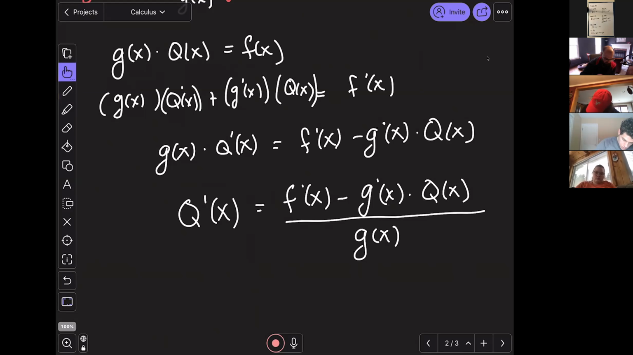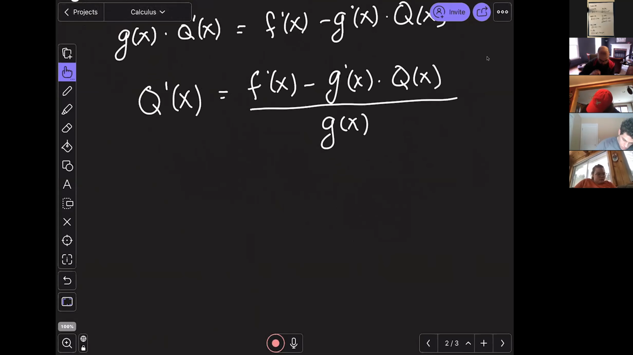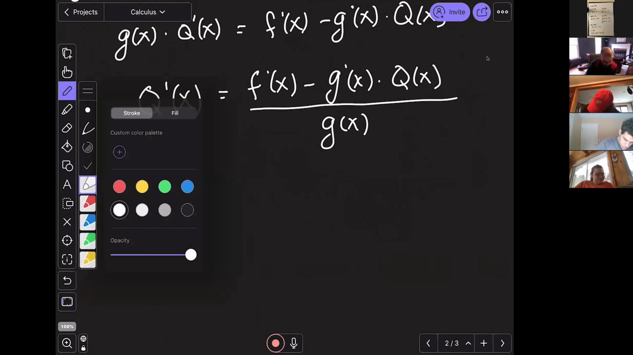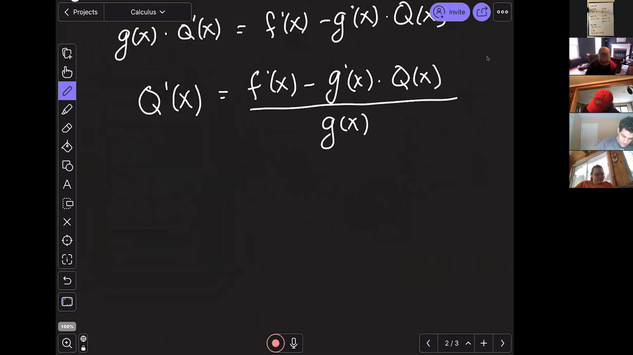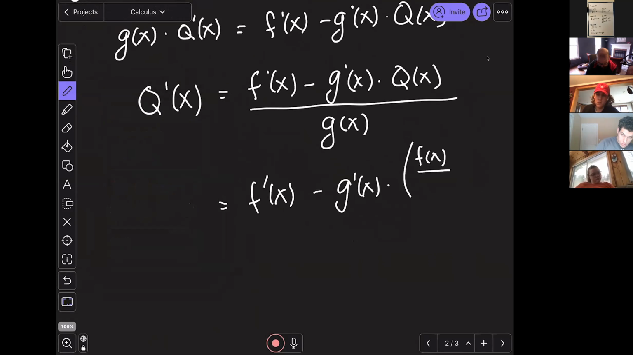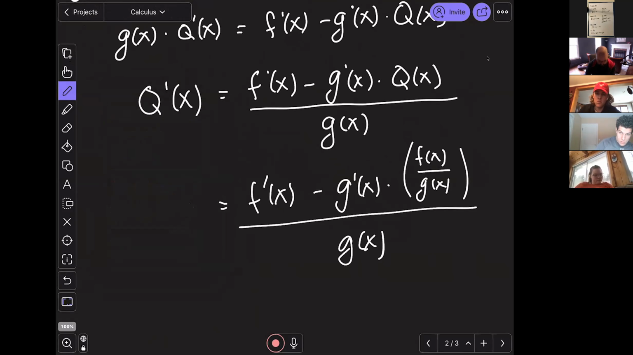And to take this one step further, we're going to keep going here. And I know from the beginning that q of x has this form f of x over g of x. So what I'm left with is f prime of x minus g prime of x times a quotient all over g of x. Okay, so when we're thinking about a quotient rule, we have this sort of crazy formula that appears on the right-hand side. And what you're seeing right now is really a mess.